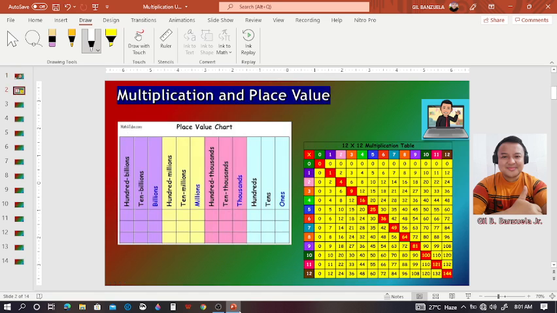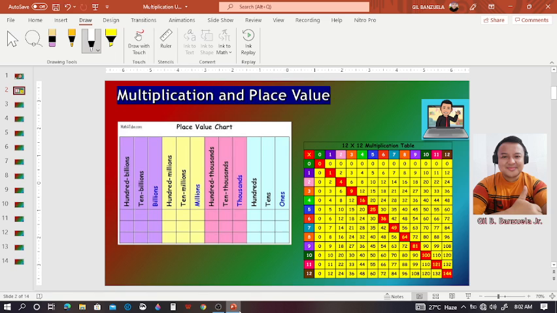One of the multiplication tricks na ituturo ko sa inyo ay ang connection between the multiplication table and the place value. Every technique requires multiplication table skills. Hindi siya magiging technique kapag medyo mabagal pa tayo sa multiplication table. So I would suggest, guys, the first thing that you're going to do is to memorize the multiplication table, from table of 2 up to table of 12, from times 1 to times 12.